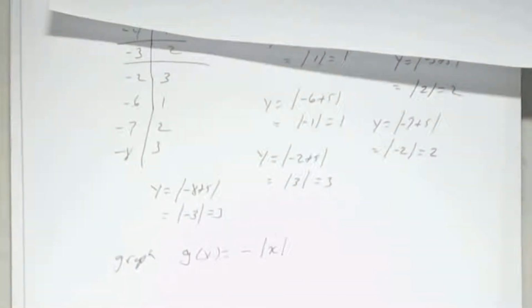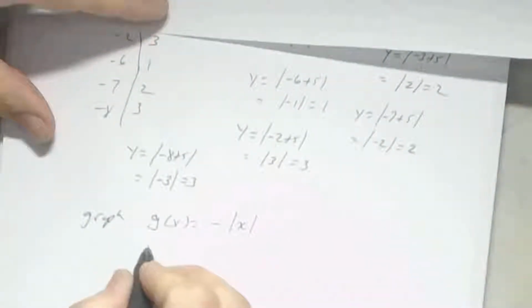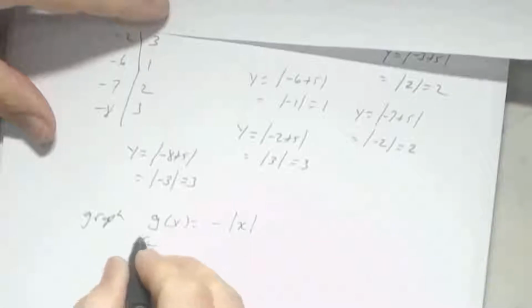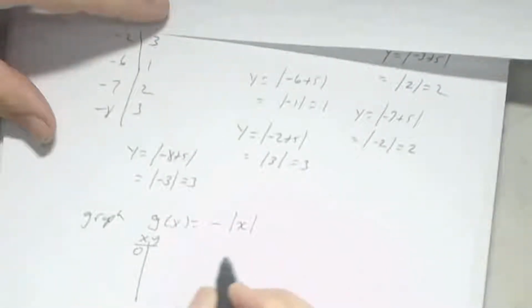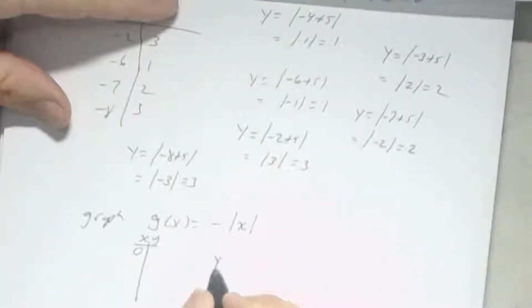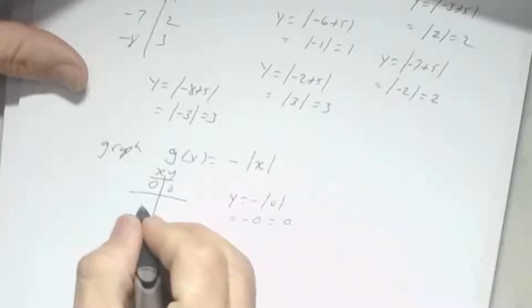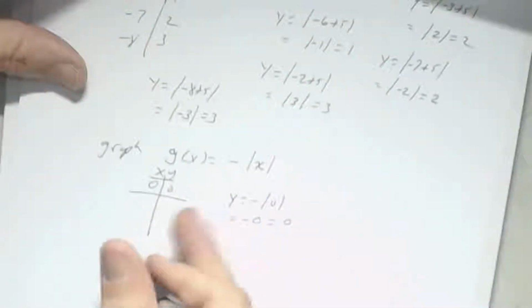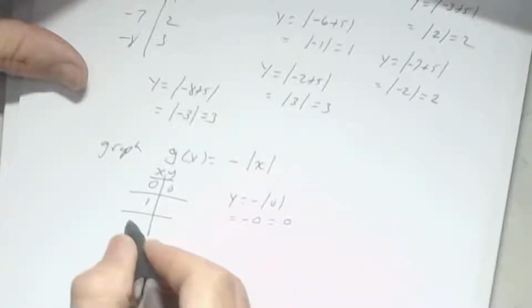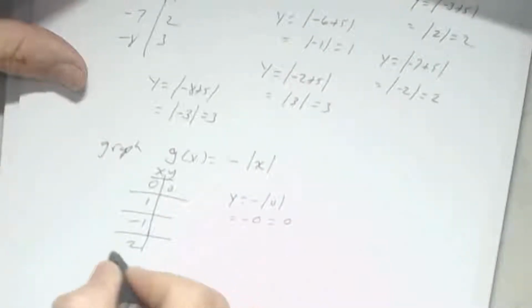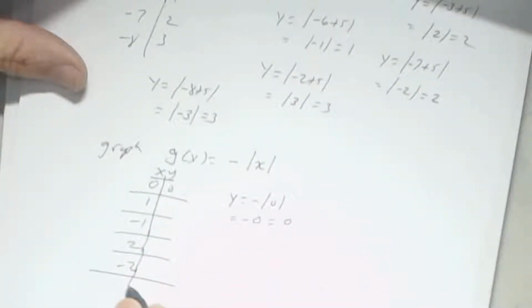So use the t-table. When x is 0, what's my y value? 0. Because the absolute value of 0 is what? 0. And the opposite of 0 is still 0. And remember when we did this, we used 0, 1, negative 1, 2, negative 2. Remember that? And 3, negative 3.